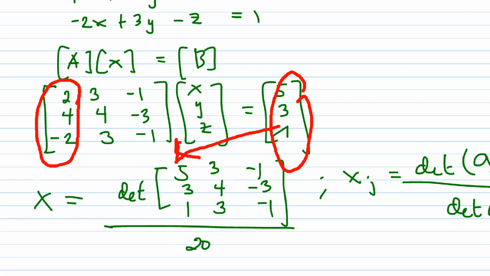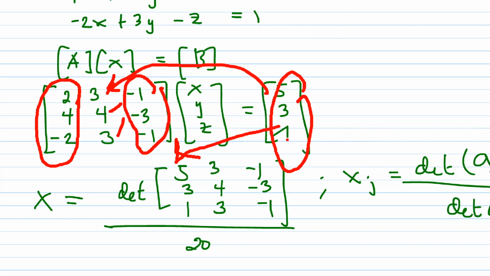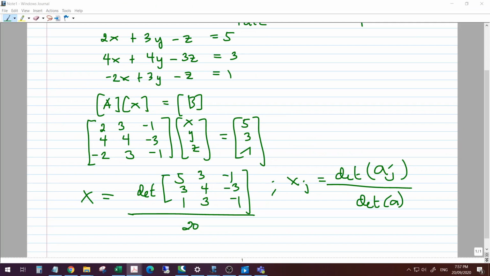So when you want to get the y unknown later, which is the second unknown, we will replace 3, 4, 3 with 5, 3, 1. So on with the z, the third unknown, we will replace the third column by 5, 3, 1. Okay? So let's do this. The A_j prime for now is this: 5, 3, 1, 3, 4, 3, negative 1, negative 3, negative 1.